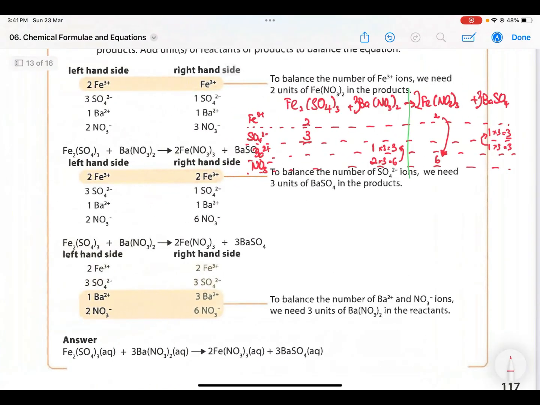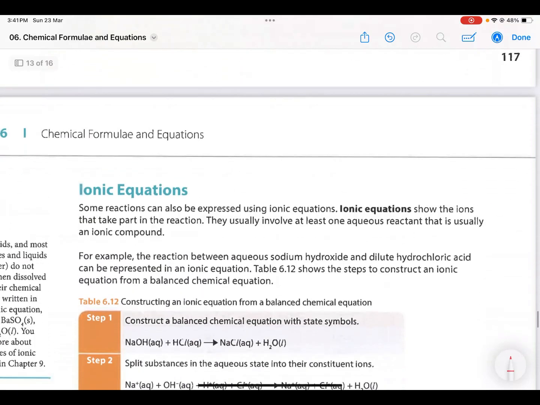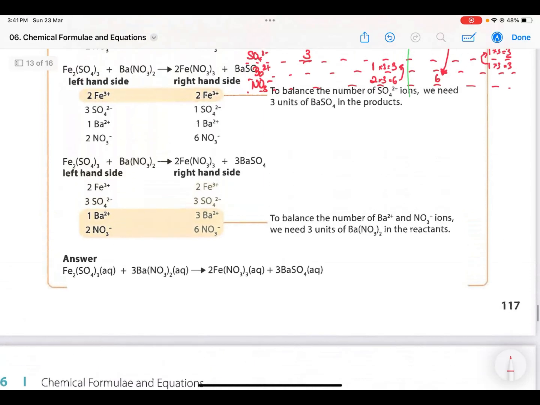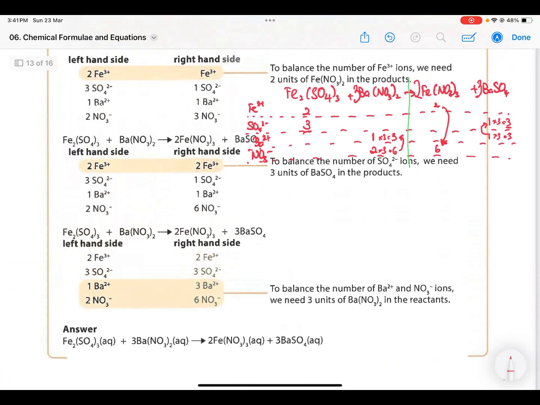So you can try more practice on this. If you've got any questions, definitely can go and do it. So this is how you go about balancing. The more complex one is by really using the ions per se.